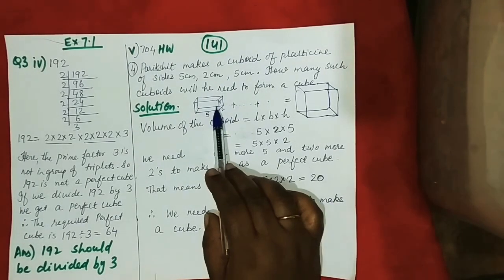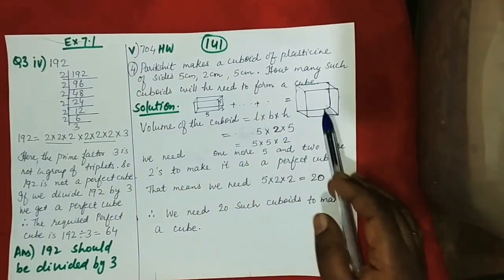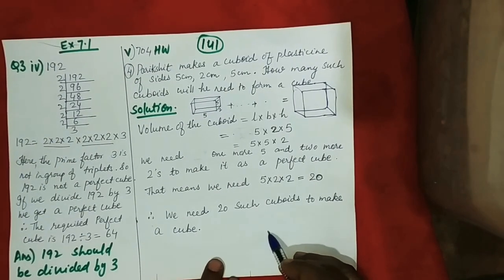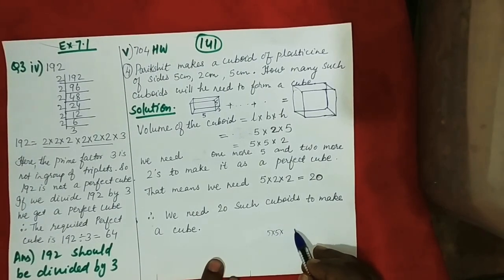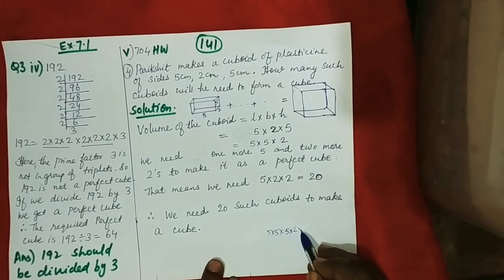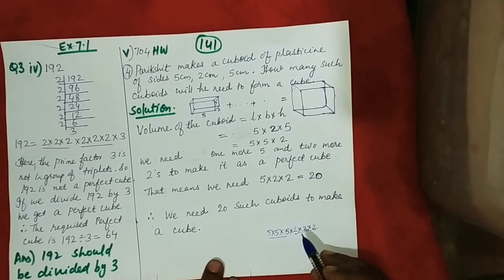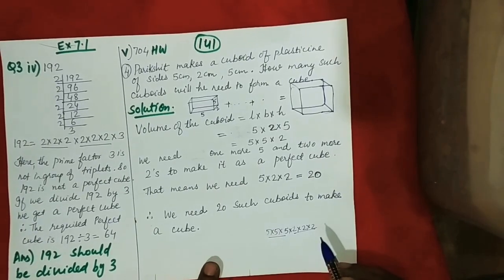It is already a cuboid only. We have to arrange so many cuboids to make it a cube. So the obtained cube will be in which form? There are two 5s and one 2. So one more 5 will come and 2 more 2s will come. So we can arrange them into groups of triplets. That means this will be a cube only: 5 cube into 2 cube.